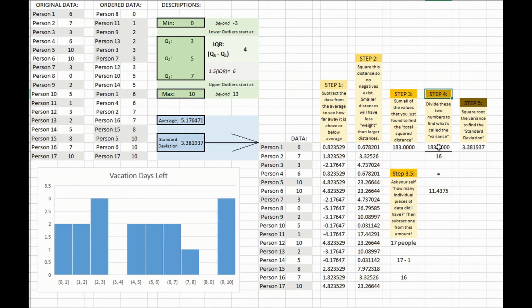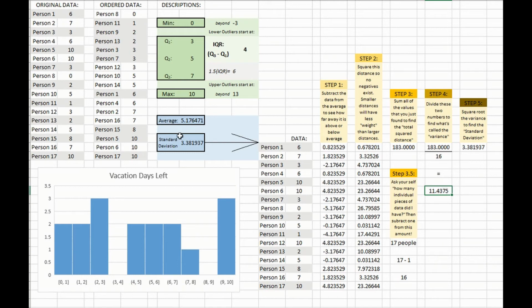Moving on to step number 4, we're going to take these two numbers and we're going to divide. And this produces what's called the variance. So 183 divided by 16. If I do that fraction right here, I get 11.43. That's the variance. It talks a little bit about how varied the data is. The larger the variance, the more variation is going on. The smaller the variance, the less variation is going on.